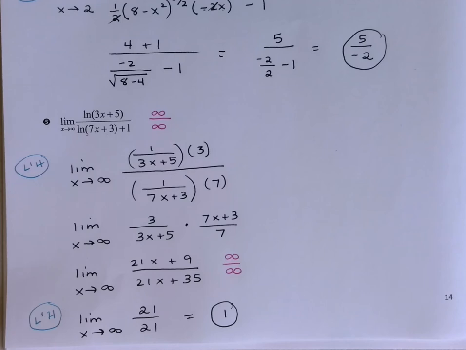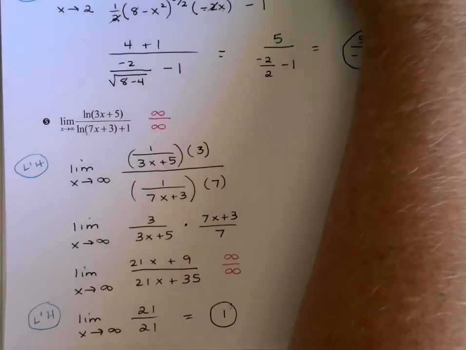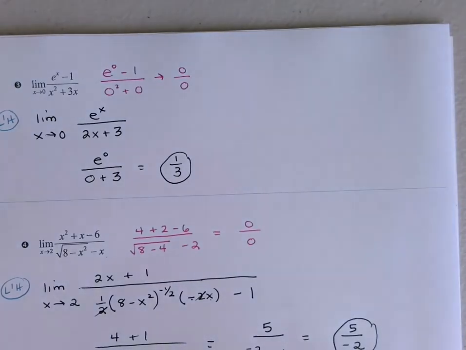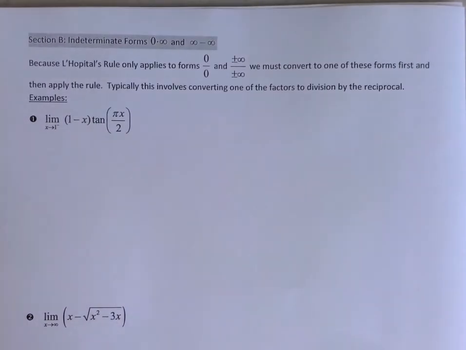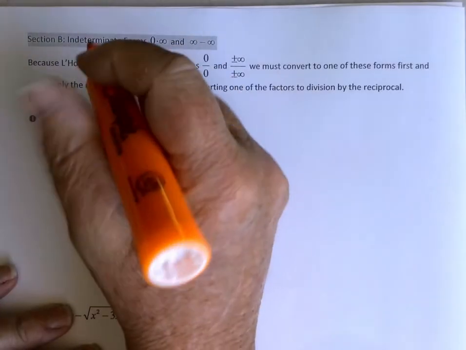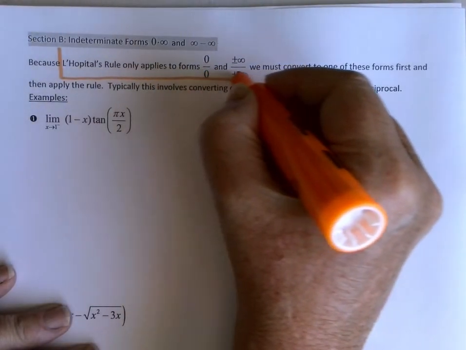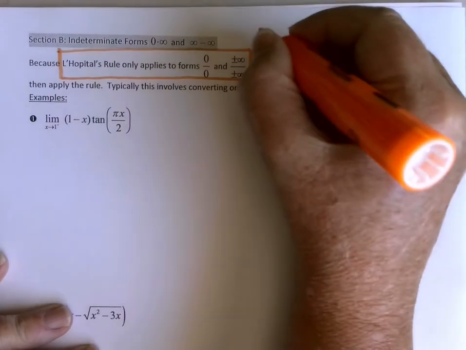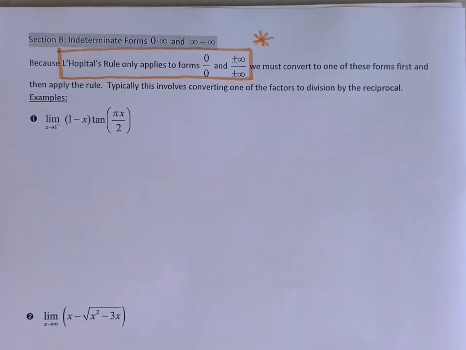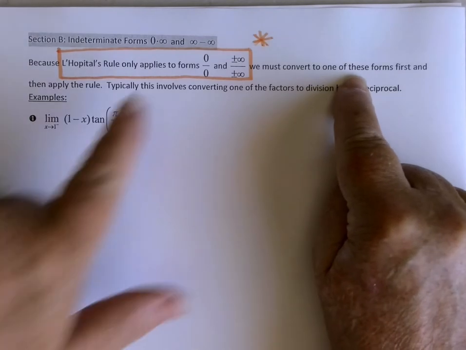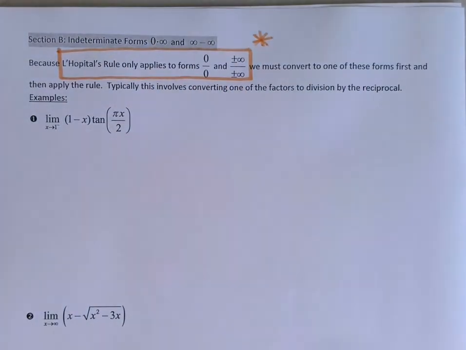Now let's take a look at what happens when we have other indeterminate forms. Again, really important to note, L'Hopital's rule only applies to the forms 0 over 0 and infinity over infinity. If I have any other indeterminate form, I have to convert it to one of these before I can use L'Hopital's rule.